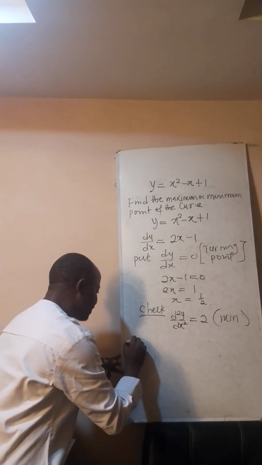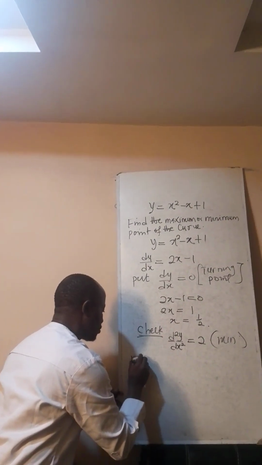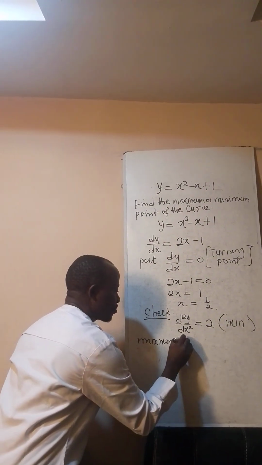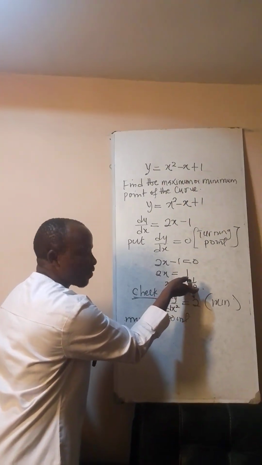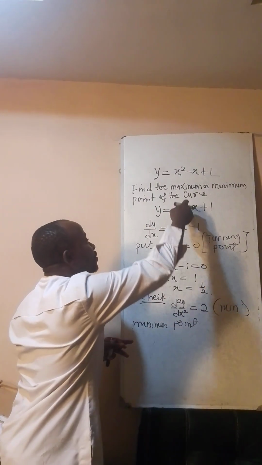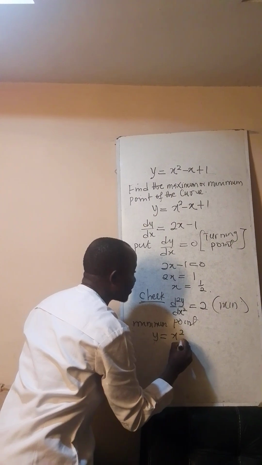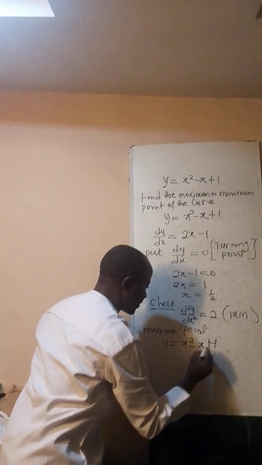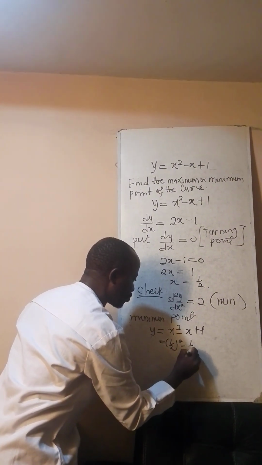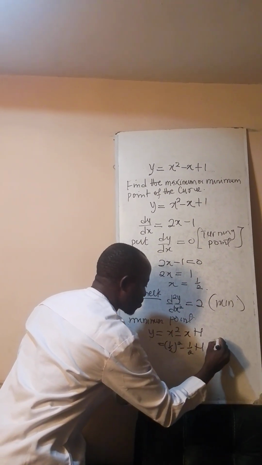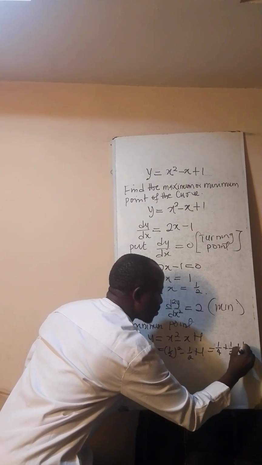So the next thing is to find our minimum point, since we have a minimum value. The value of x is 1 over 2. So substitute the value of x into the original curve. y is equal to x squared minus x plus 1, which is 1 over 2 squared minus 1 over 2 plus 1. So now we have 1 over 4 minus 1 over 2 plus 1 over 1.